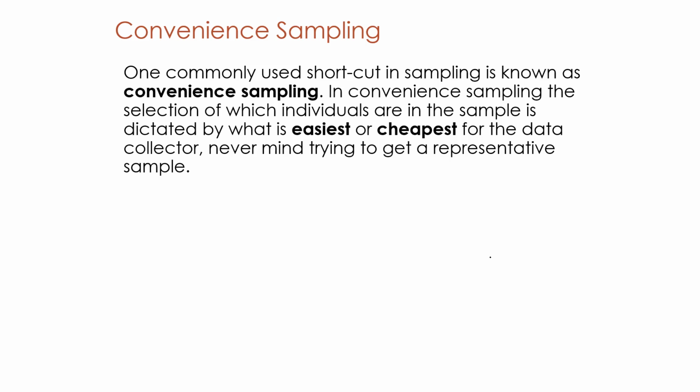One commonly used shortcut in sampling is known as convenience sampling. In convenience sampling, the selection of which individuals are in the sample is dictated by what is the easiest and cheapest for the data collector. Area code 800 polls: call 1-800 UNUTS to give your opinion on the new tax proposal. It's easy. You're going to put up a sign and ask people to call. But that is going to create a lot of bias.